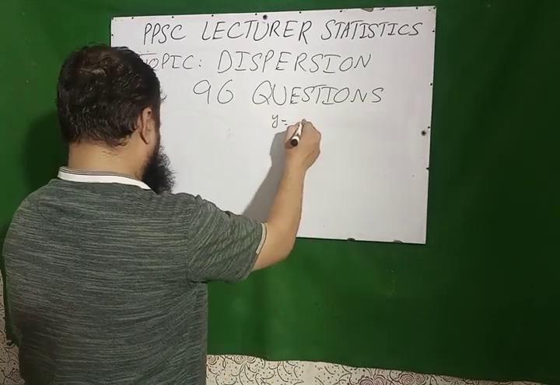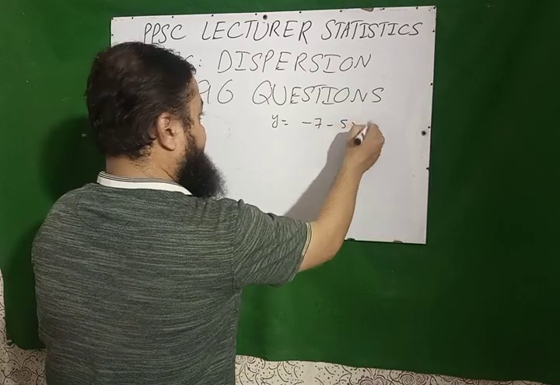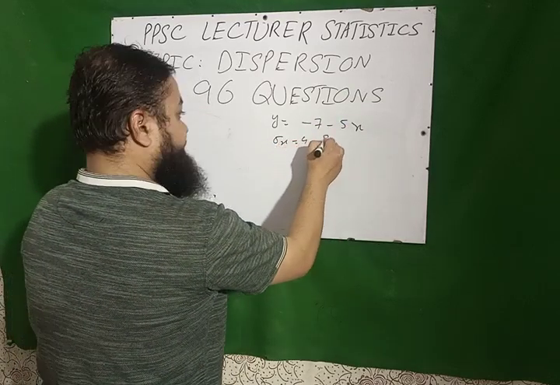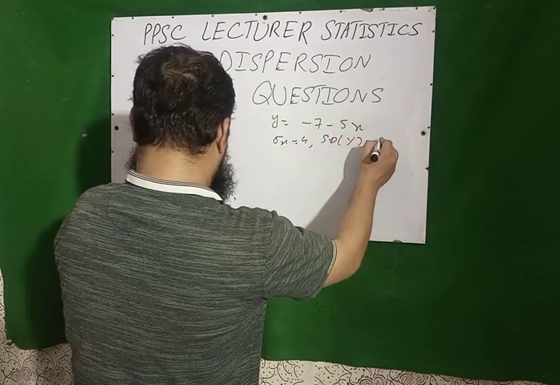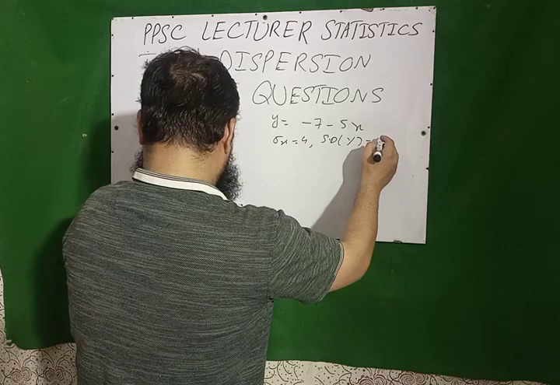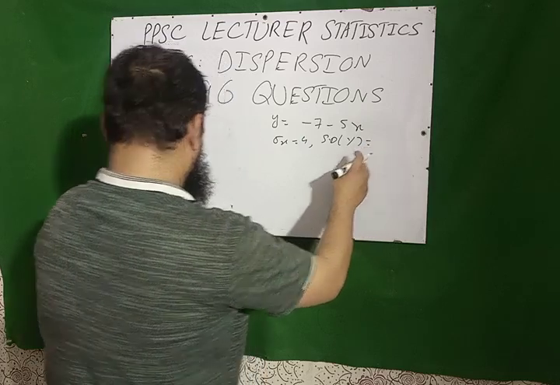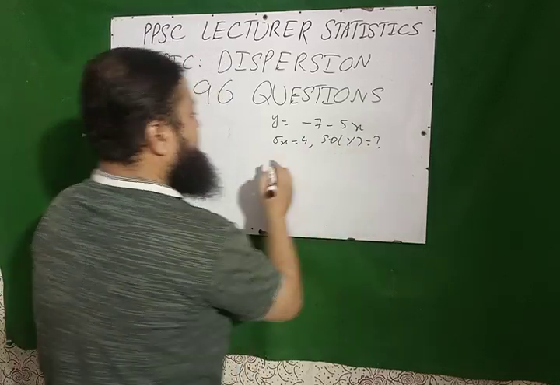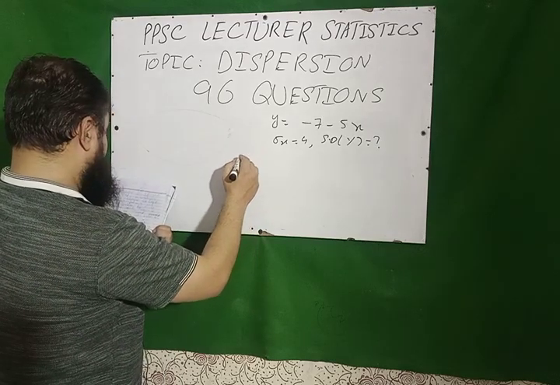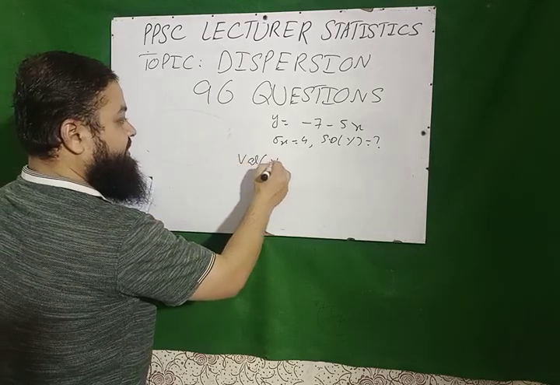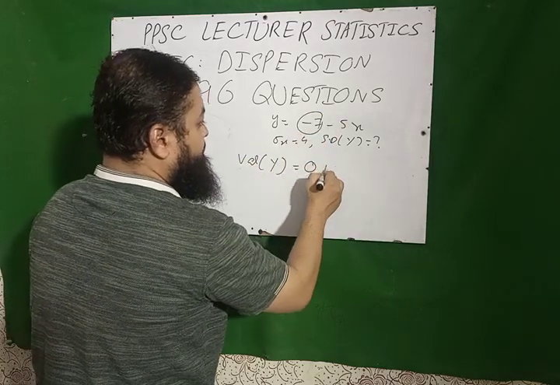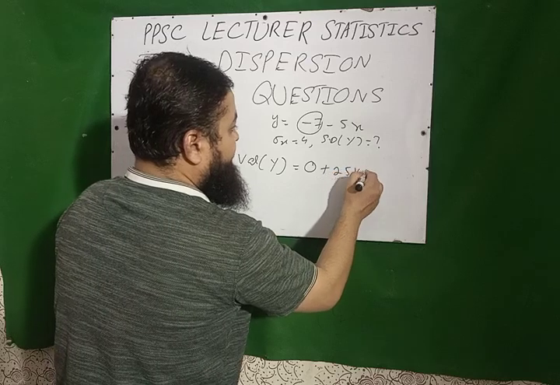Next question is, if y is equal to -7 minus 5x and sigma of x is given, which is 4, standard deviation of y is given, you will have to find out this much. How will you find out standard deviation of y? Just apply the formula. Variance of y is equal to variance of -7, which will be equal to 0, plus 25 into variance of x.